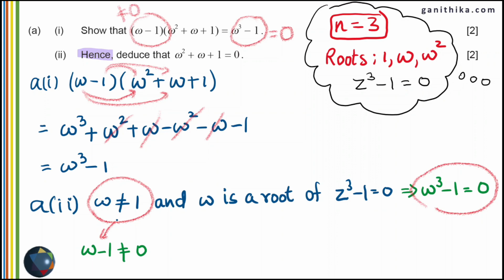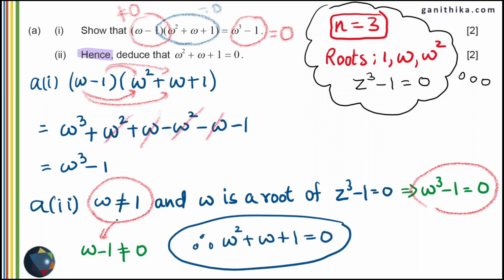Just as we saw, since omega is not equal to 1, omega minus 1 cannot be equal to 0, but omega cube minus 1 is always equal to 0 because omega is the root of z cube minus 1 equal to 0. Therefore, the only part left out is here, and that has to be 0. Therefore, we get the result omega square plus omega plus 1 is equal to 0, which is what we want for this question. So this is slightly tricky.